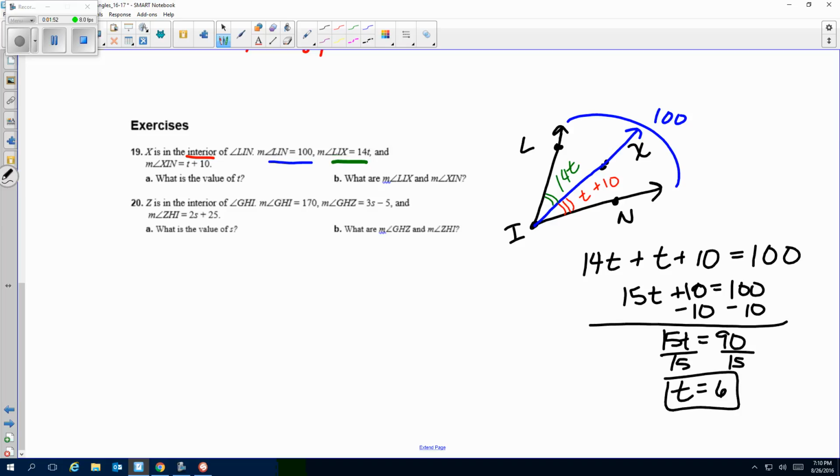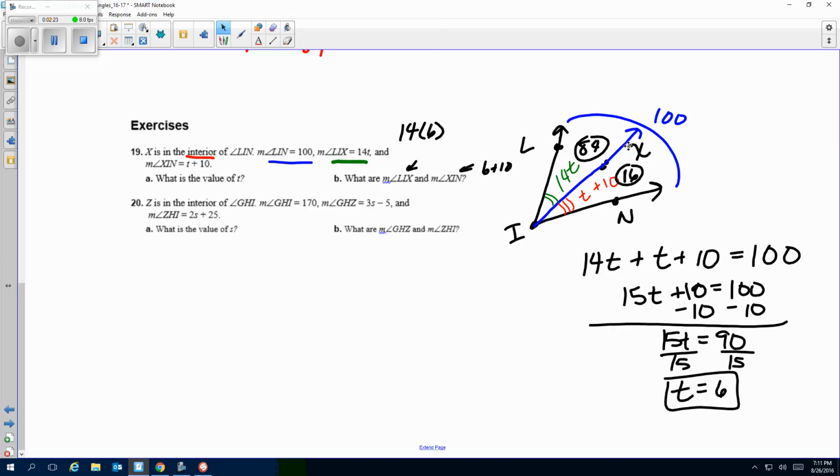So we have the value of t, and then we have to plug it back in to find the value of LIX. To get the value of LIX, I'm doing 14 times 6. And then to get the value of XIN, I'm doing 6 plus 10. This one to me is the easy one. That's the 16. And then I can just say 100 minus 16, and I get the other one, which was, if I didn't do the multiplying, 84. Okay, so we got 84. All right, so there's our measure.